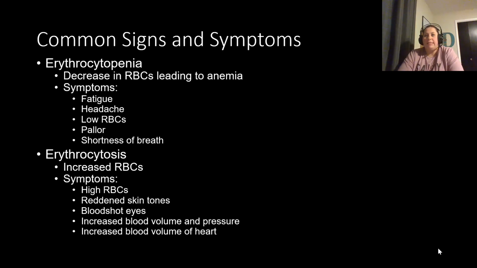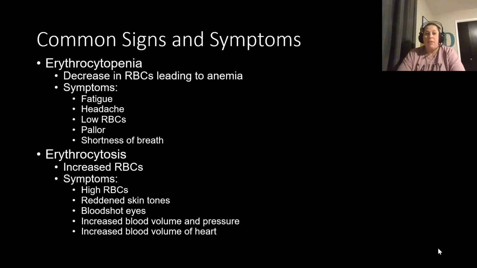So again, let's talk about some common signs and symptoms. This is going to depend on what the problem is. Here, we have erythrocytopenia. Erythro tells you red blood cells, and cytopenia means low count, so this is a decrease in red blood cells. This often leads to what we call anemia. Symptoms include fatigue and headache. Of course, you'll normally find a low red blood cell count. The patient will appear pale, and they may even have shortness of breath. Because they don't have as many red blood cells, they have a harder time carrying oxygen.